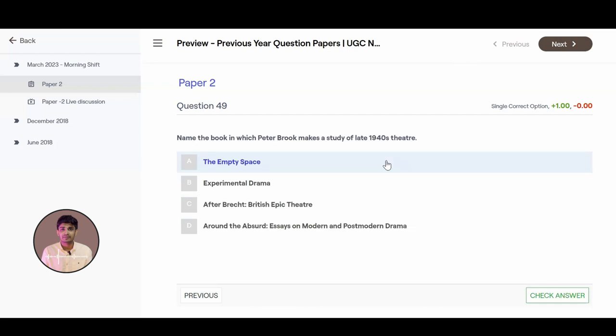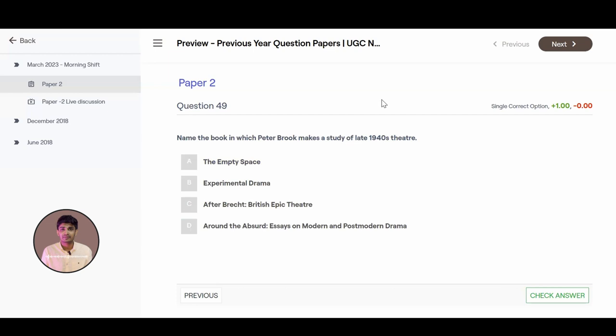49th question. Name the book in which Peter Brook makes a study of the late 1940s theater. In which work did Peter Brook make a study of the late 1940s theater? Anybody? Take a guess. If you do not take a guess, I am going to assume that you all slept.